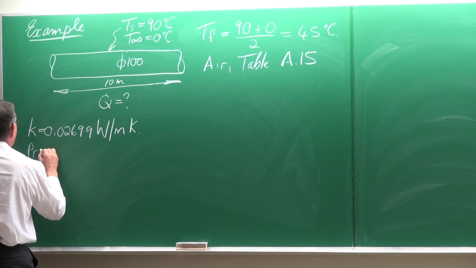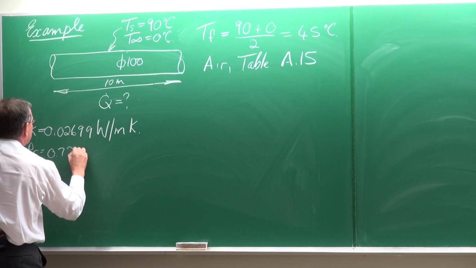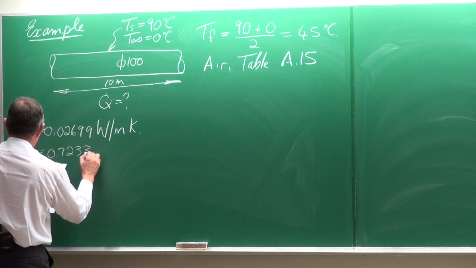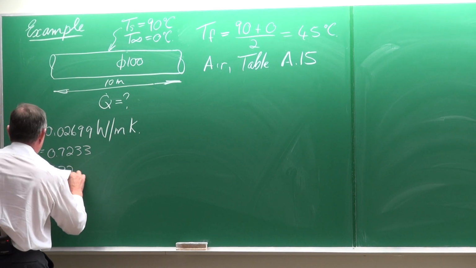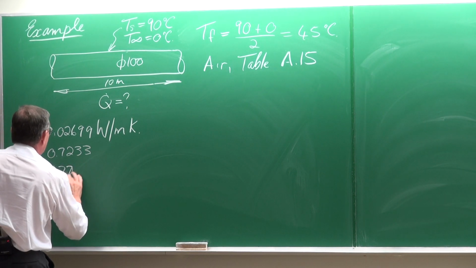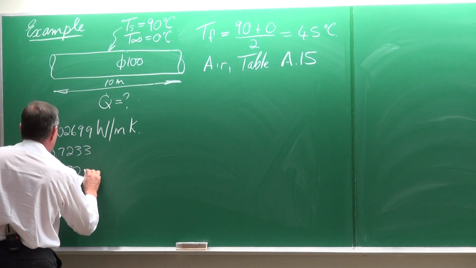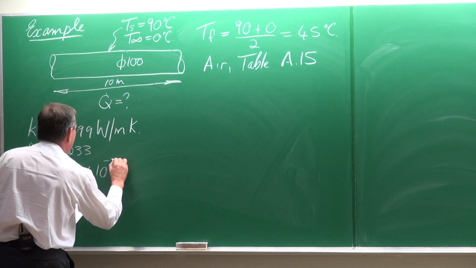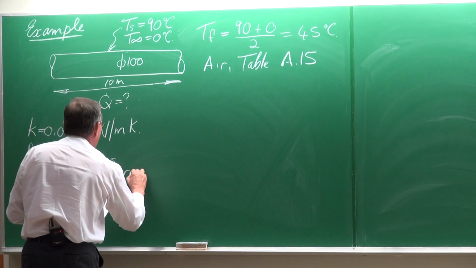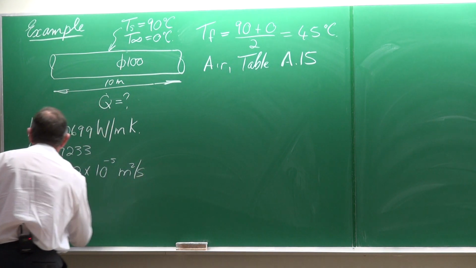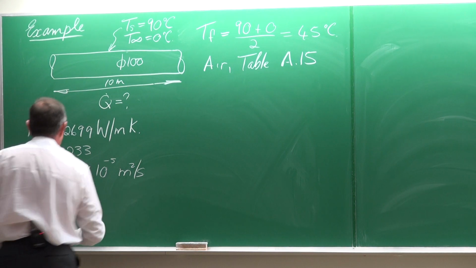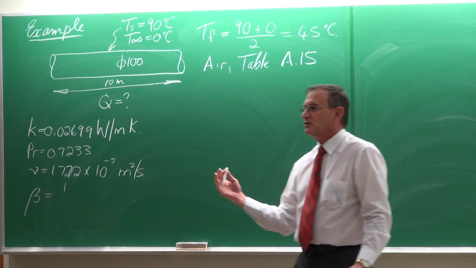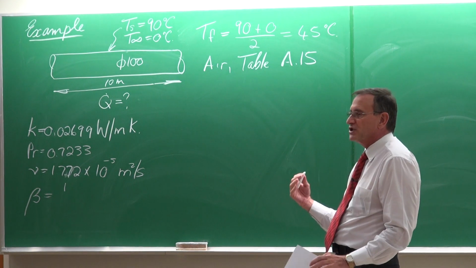Prandtl number of 0.7233, kinematic viscosity of 1.772 multiplied by 10 to the minus 5 square meters per second. And then the last one we need to get is beta. And if you look in that table, you'll see that the values of beta are not given.